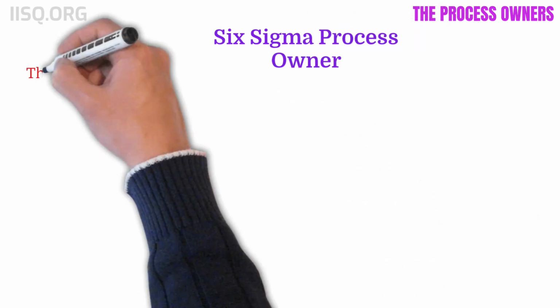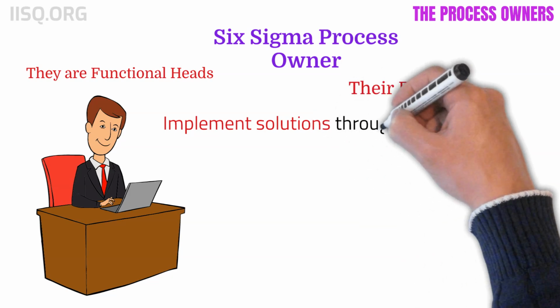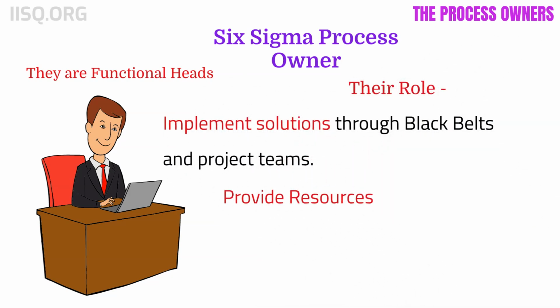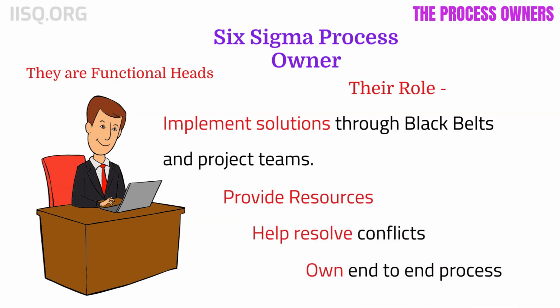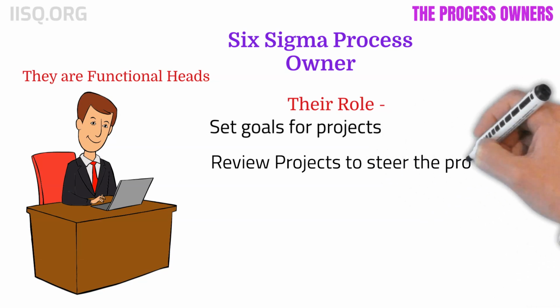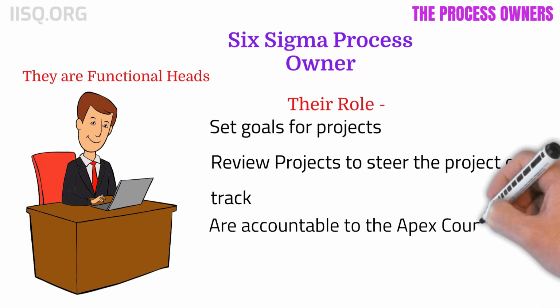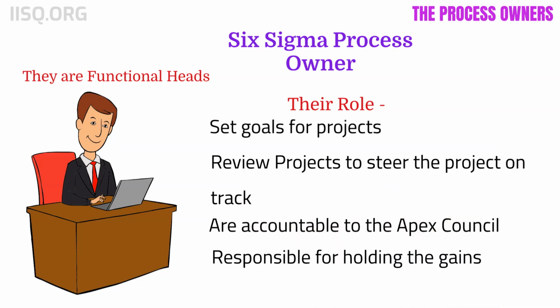Next in the row are the process owners. They are the functional heads. They help to implement solutions through black belts and project teams, provide resources, help resolve conflicts, and own the end-to-end process. They also set goals for projects and review projects to steer the project on track. They are accountable to the Apex Council. They are actually responsible for holding the gains.